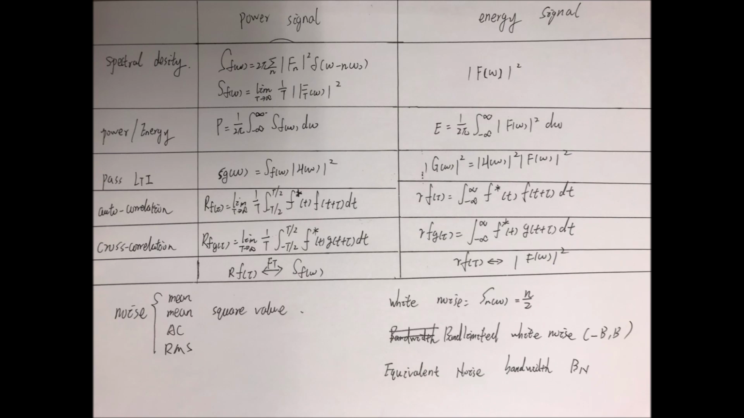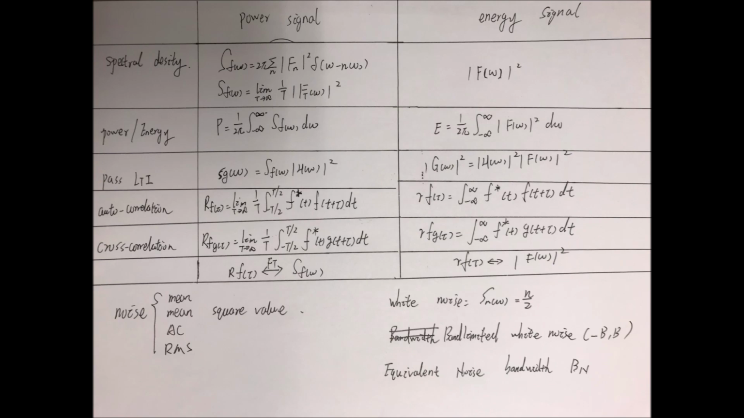We have one thing left, a special signal: noise. For noise, we care about those statistics. This is spectral density, and this is also spectral density. Correlation and spectral density are a pair of Fourier transforms.